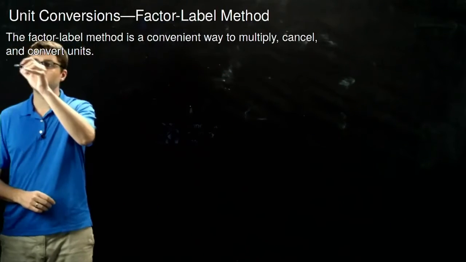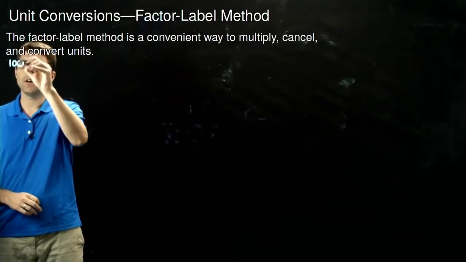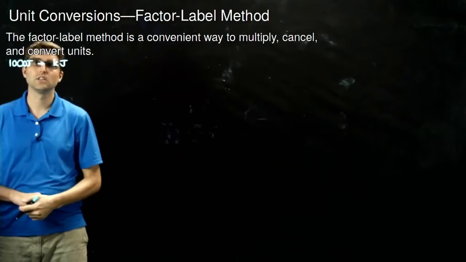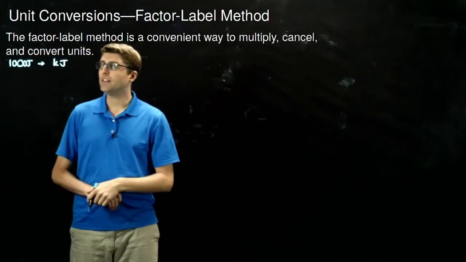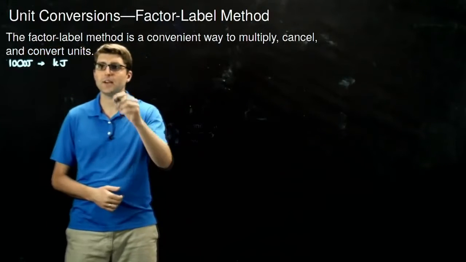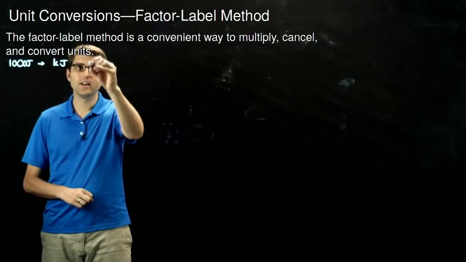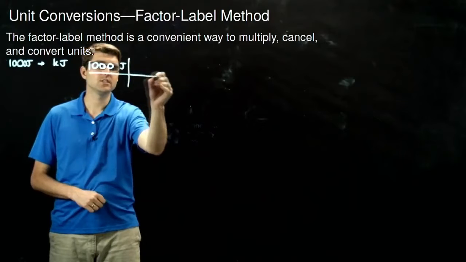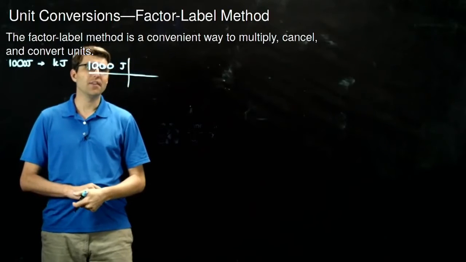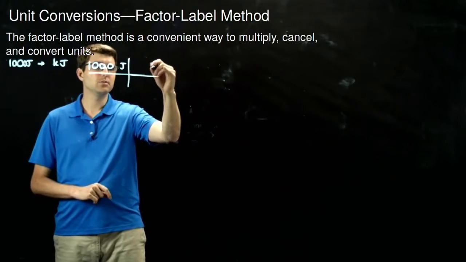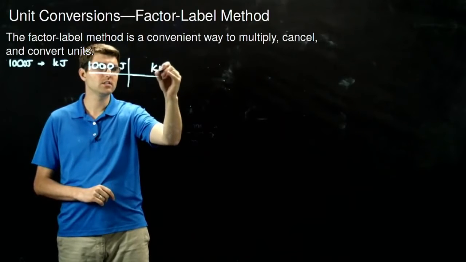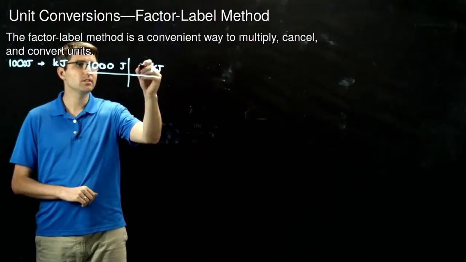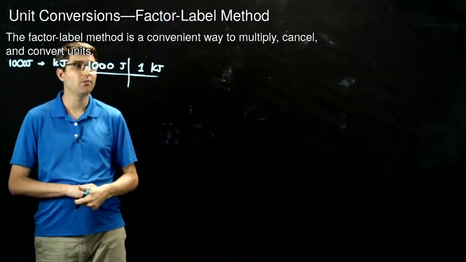So let me start with a very simple example. Let's convert 1,000 joules to kilojoules. And the way that the factor label method works is that I take my quantity and I put it on the top of a fraction or a box like this. And next to it, I write one of the units that I'm trying to convert to. Okay, so here I'm doing kilojoules, and it's most convenient to use 1 for that.